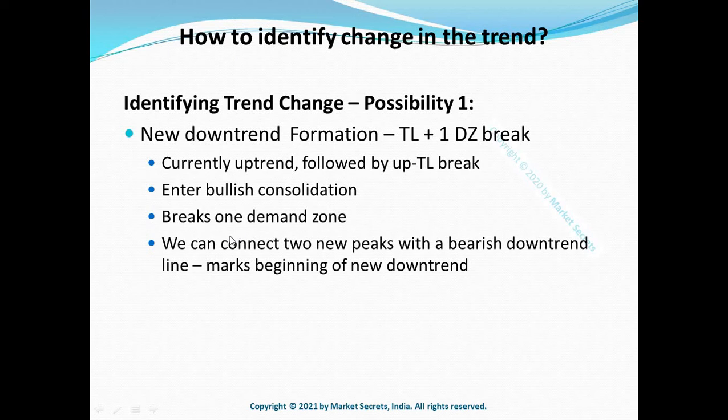The difference between bullish consolidation and a downtrend is the possibility to connect two new peaks where the second leg of the second peak makes a lower low than the first peak's second leg. In simple terms, the difference between bullish consolidation and downtrend is that you'll be able to draw a proper downtrend line. So if that has happened, we are now moving from the bullish consolidation phase to an official downtrend. So from uptrend, it enters bullish consolidation and now it enters the downtrend. That's the flow. That's how the trend changes. This is possibility number one.